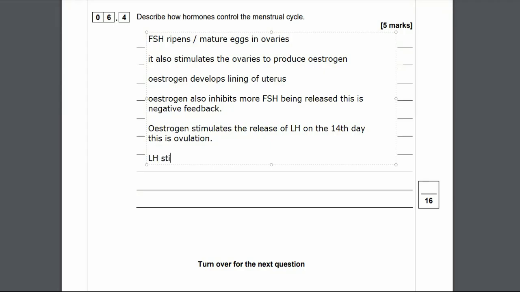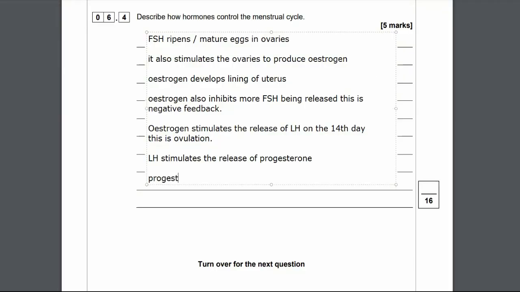The estrogen also stimulates the release of luteinizing hormone from the pituitary gland, which travels through the blood to the ovaries and causes ovulation, which is the release of an egg. That happens around the 14th day. The LH, the luteinizing hormone, also stimulates the release of progesterone. Progesterone maintains the lining of the uterus, and progesterone also inhibits the release of any more FSH or LH.